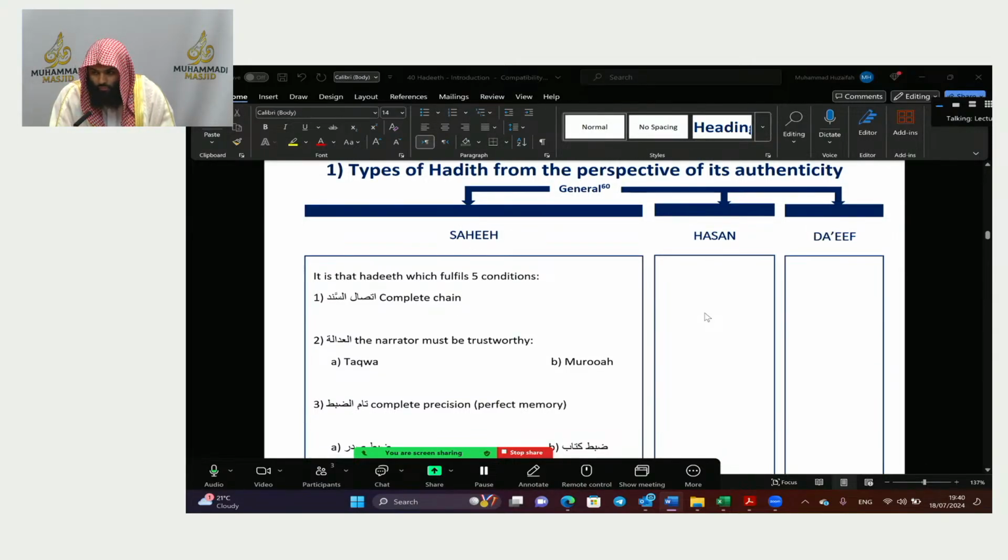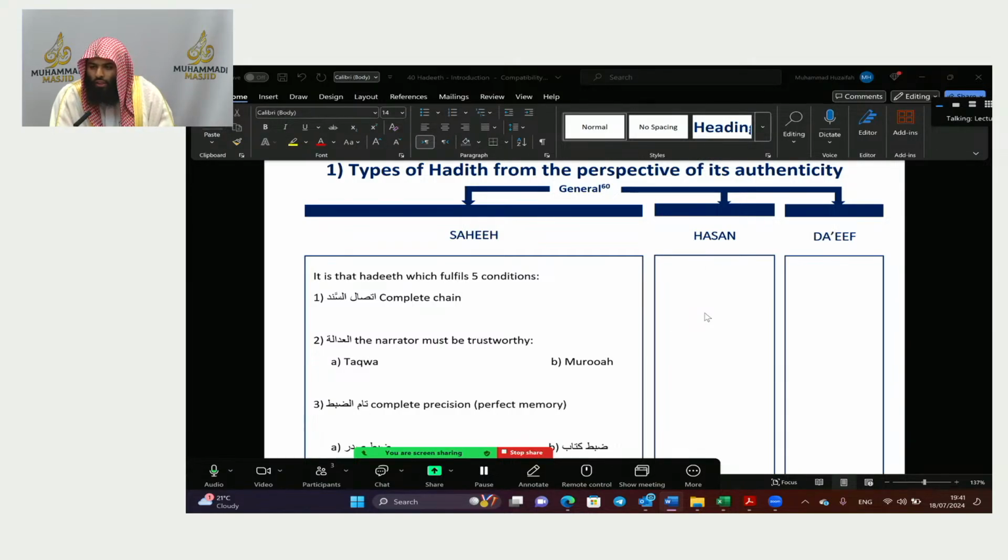Now the most important one that you need to know now to understand all 3 types is the first one, Sahih. If you understand what makes a hadith Sahih, then knowing what Hasan and Da'if is very easy. Because Hasan and Da'if is basically, if the conditions of Sahih are met, then it will be one of the other 2. So as long as you know what Sahih is, then you'll know what the other 2 are.